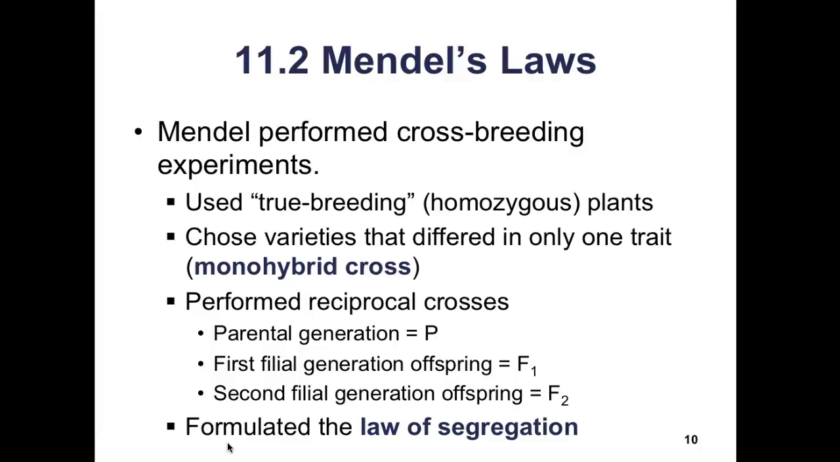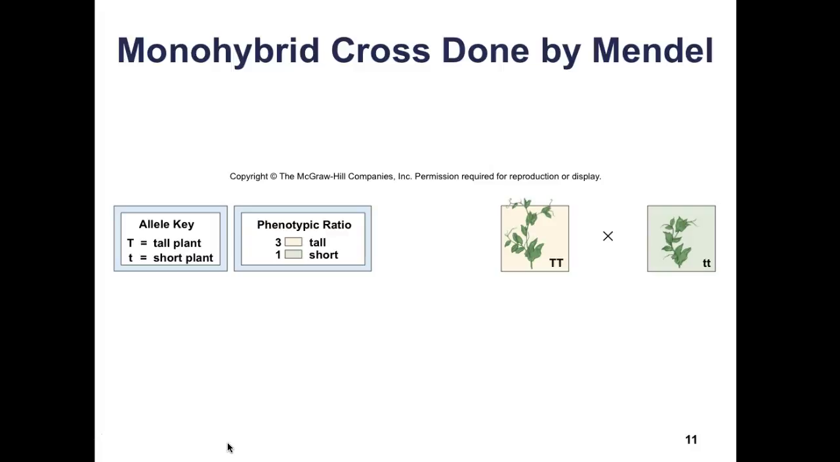And when looking at genetics, we know that the parental generation is always labeled P. Then you have the first generation, or the first filial generation, filial being basically the Latin word for sons and daughters. Those we call our F1s, and the second filial generation, or offspring, are what we call our F2s, and so on and so forth. From this, he formulated the law, the law of segregation.